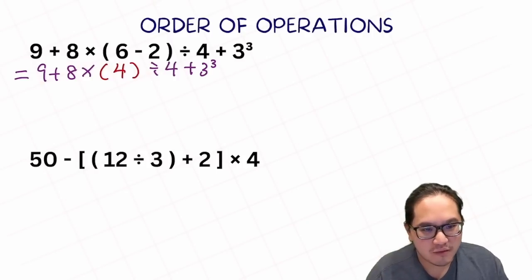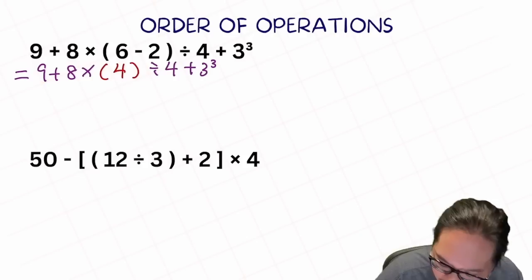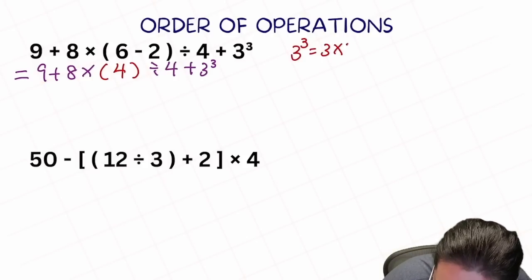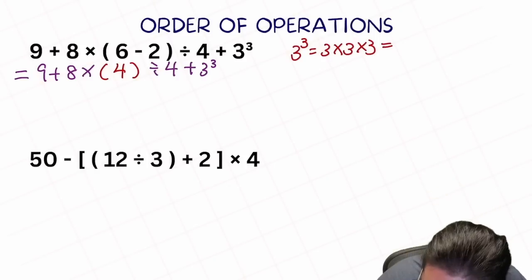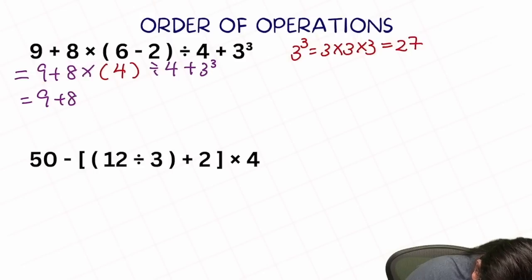So now, do we have any more parentheses left? No. So the next is what? Exponent. It's a 3 cubed. What does 3 cubed mean? 3 cubed is equal to 3 times itself 3 times, equal to 27. So let's put that in. 9 plus 8 times 4 divided by 4 plus 27.